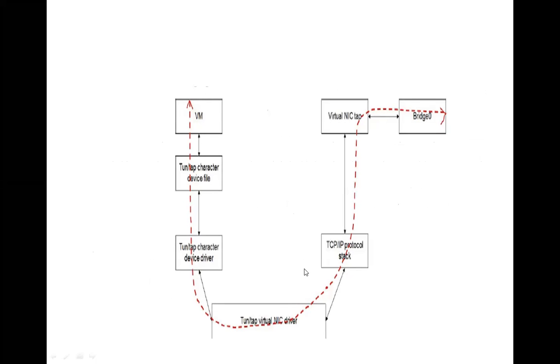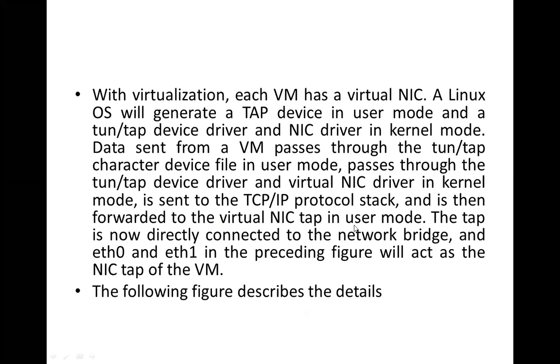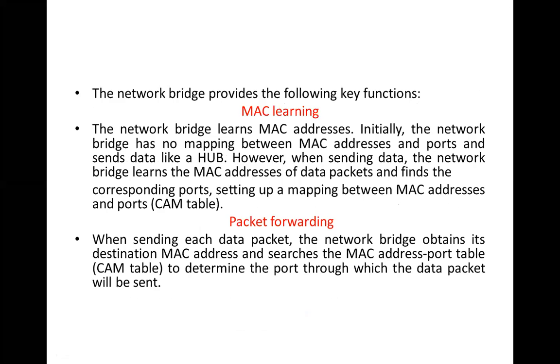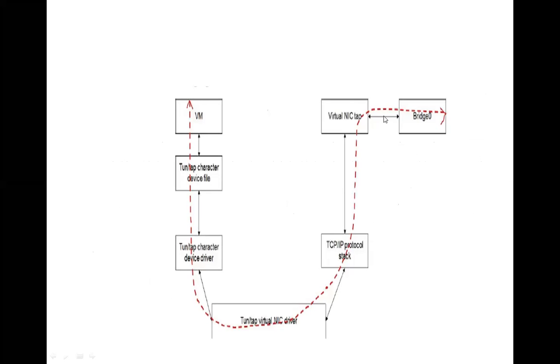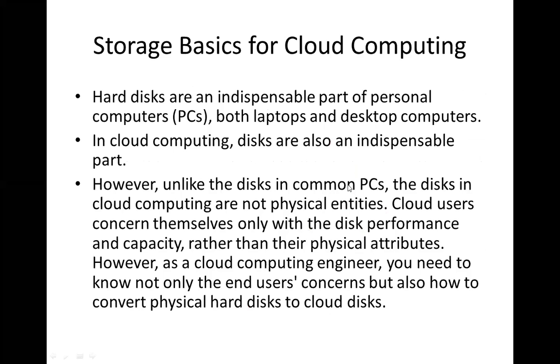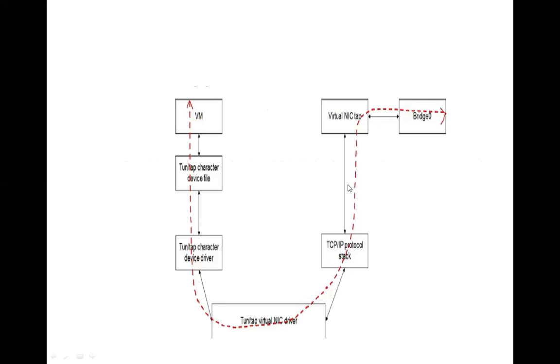And the tap is now directly connected to the network bridge, and Ethernet 0 and Ethernet 1 in the preceding figure will act as the NIC tap of the virtual machine. So this NIC tap of the virtual machine will work as Ethernet 0 and Ethernet 1 here. So that is the basic concept of how this virtual machine is going to be connected with bridge 0 and will communicate through Ethernet port 1 and Ethernet port 0 or any such port for exchanging information over various networks in the physical environment.